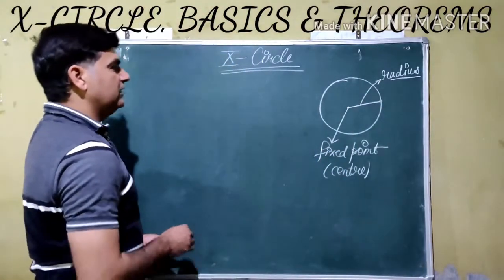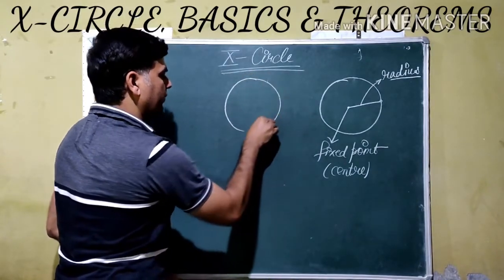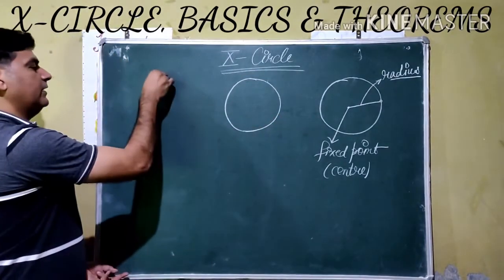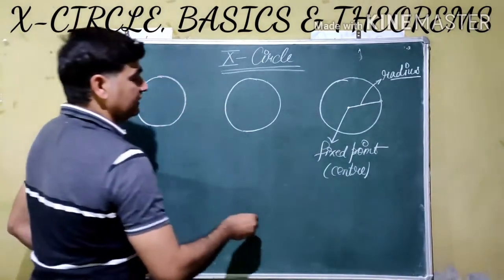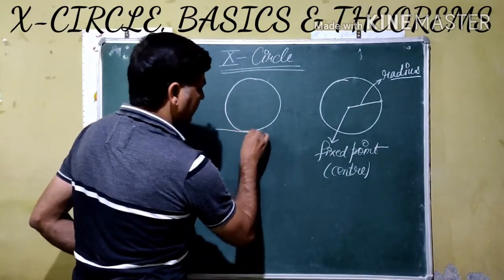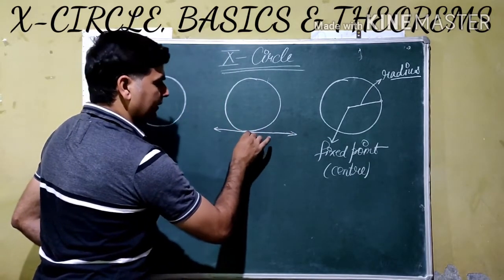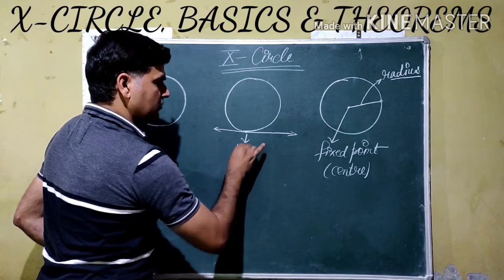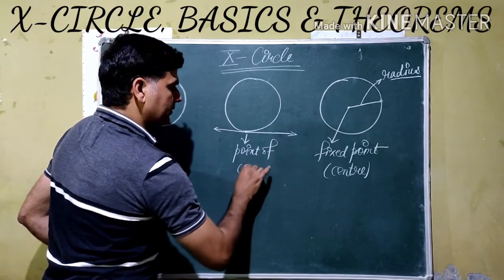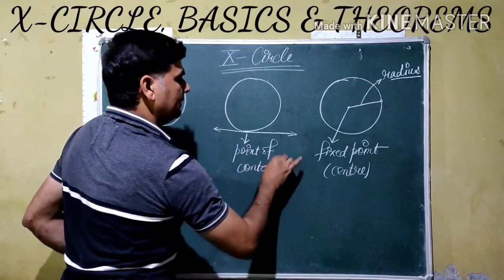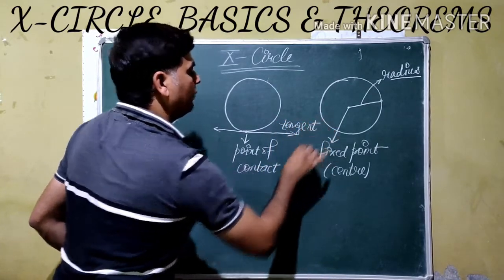If we see another side, we are again drawing a circle. We are taking different shapes, different cases. If you see here, any line that touches the circle at a single point, this point is known as the point of contact, and this touching line is known as a tangent of a circle.